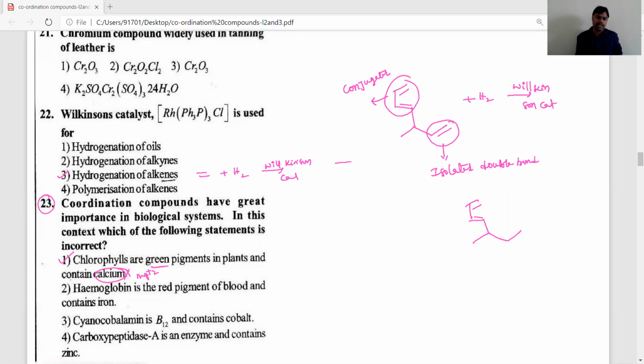Hemoglobin is a red pigment of blood. It contains iron, Fe2+ is present. And cyanocobalamin, vitamin B12, has cobalt 3+ ions present. And carboxypeptidase enzymes contain zinc. So the incorrect statement is the first option. Okay, students, let's go for the next questions.